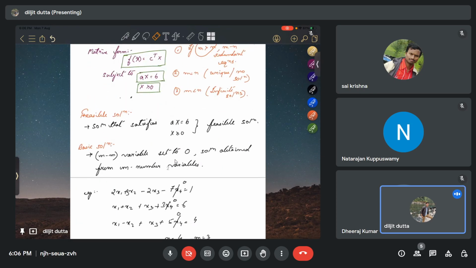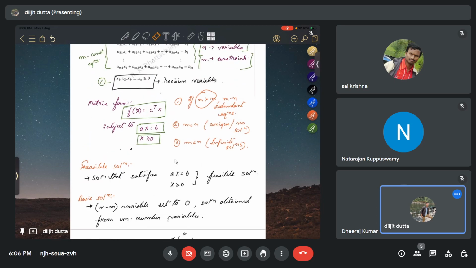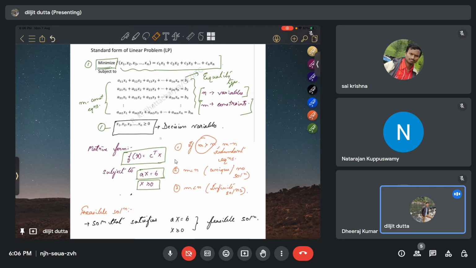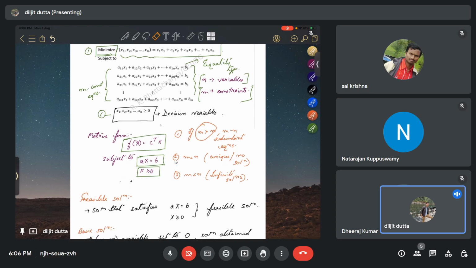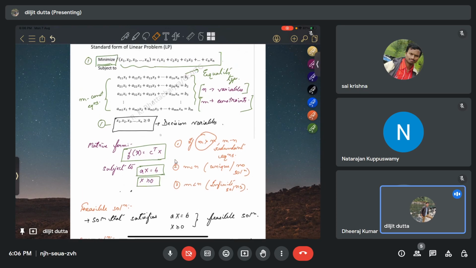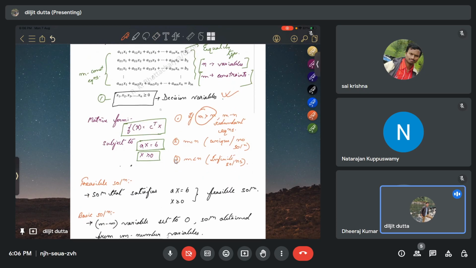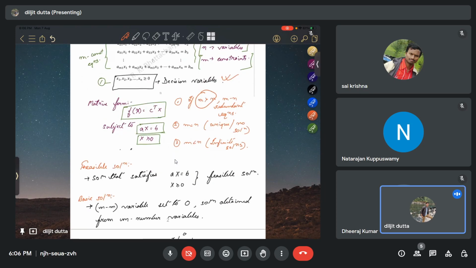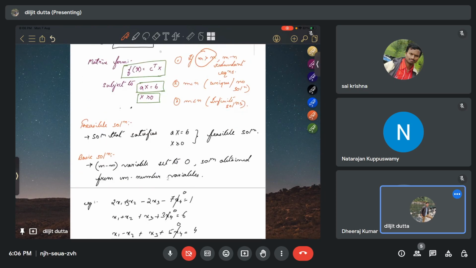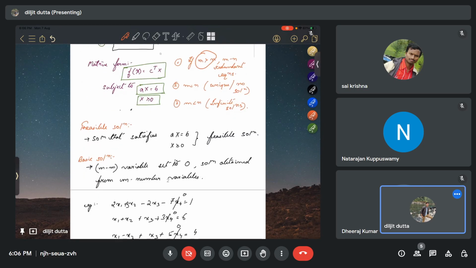A feasible solution is one that satisfies this matrix formation. I have shown the constraints in this way: a1 x1, a1 x2, up to a1 xn equal to b1. Written in matrix form, it is A x equals b. This is the matrix form of the constraints, and x is greater than or equal to 0. This is one of the primary constraints: all the decision variables must be non-negative. A solution that satisfies all these criteria is called a feasible solution.